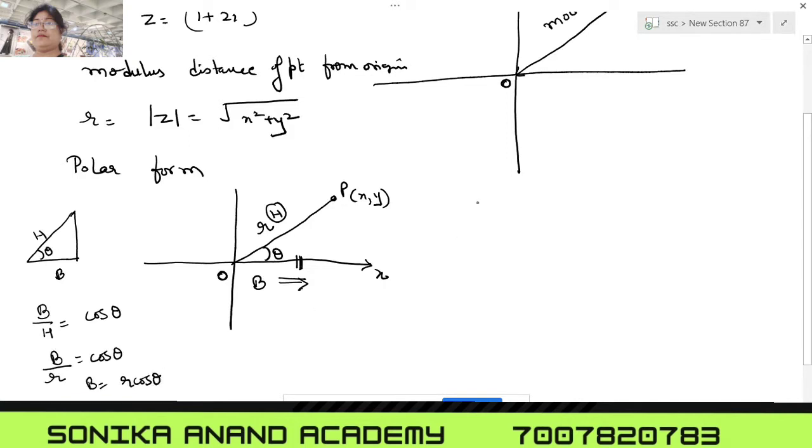Clear? So we always equate the real part to R cos theta. That is, x is equal to R cos theta. Understood?